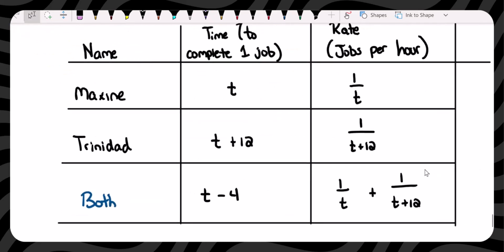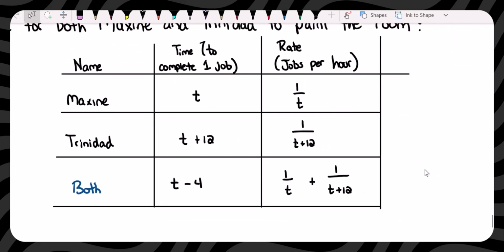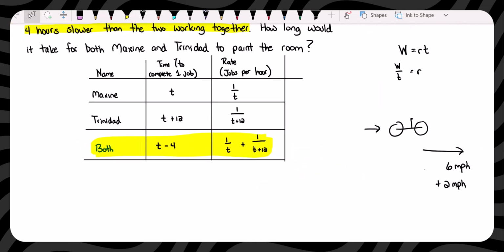The both time is T minus 4. At this point, I get to focus in on that bottom row because we want to know how long it takes them to work on this together. Well, remember, this is all built on the formula W is equal to RT. W being the number of rooms that get painted, R being the rate at which they paint, and T being the amount of time it takes them to paint that room.